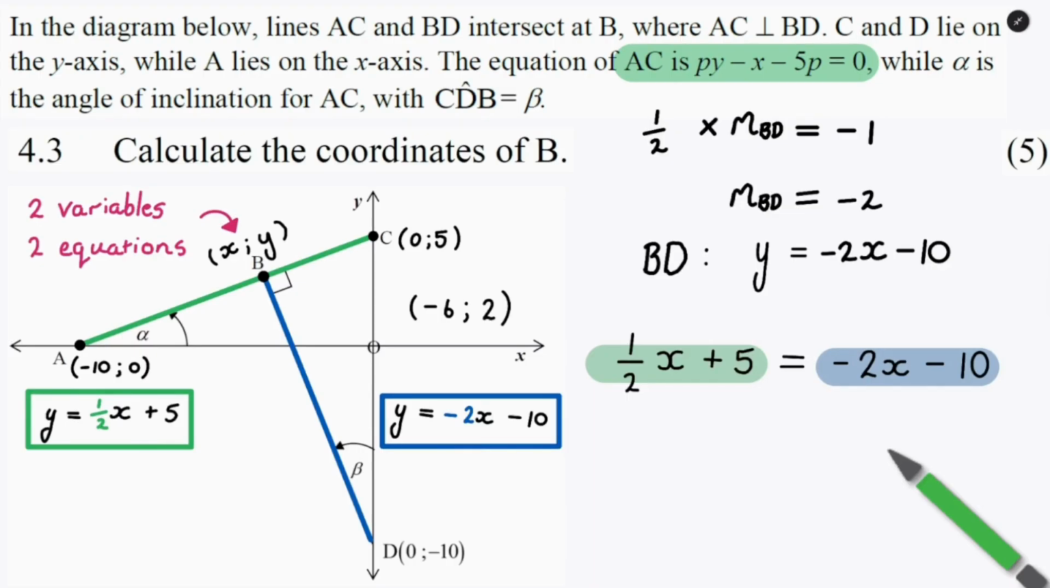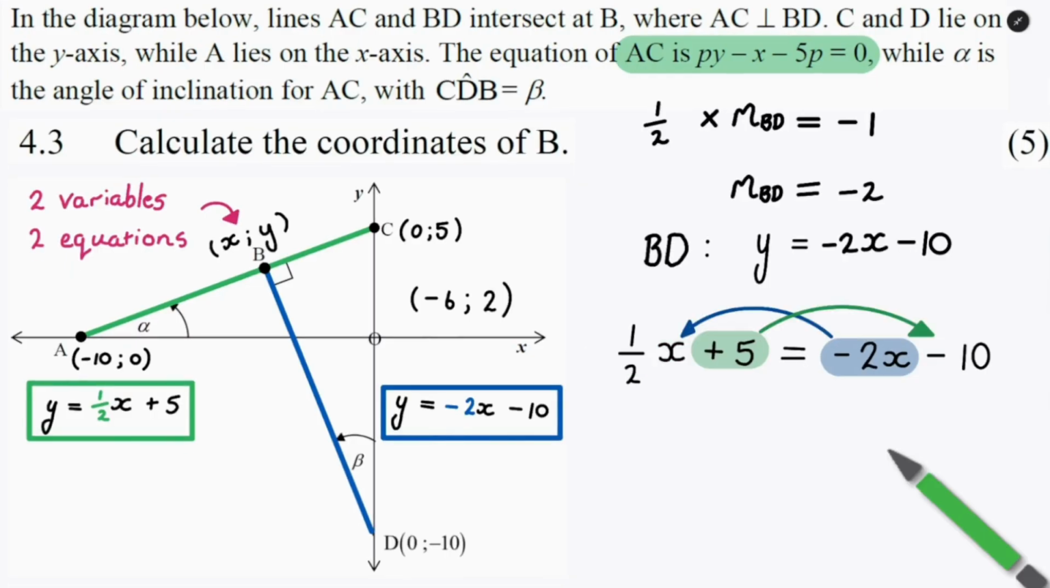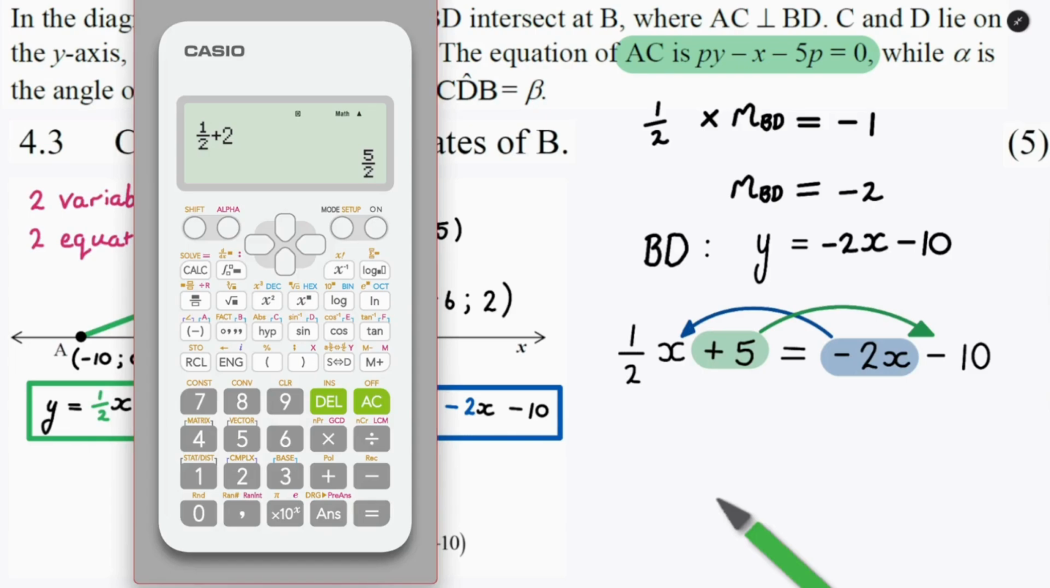So we're going to get all the x's to one side and all the numbers to the other side of the equal sign, because it is a linear equation. So when I move this minus 2x over to that side, it becomes positive 2x because we're moving it over the equal sign. So we're going to get a half x plus 2x. I'm going to ask my calculator to help me out there. And you just type it in without the x's.